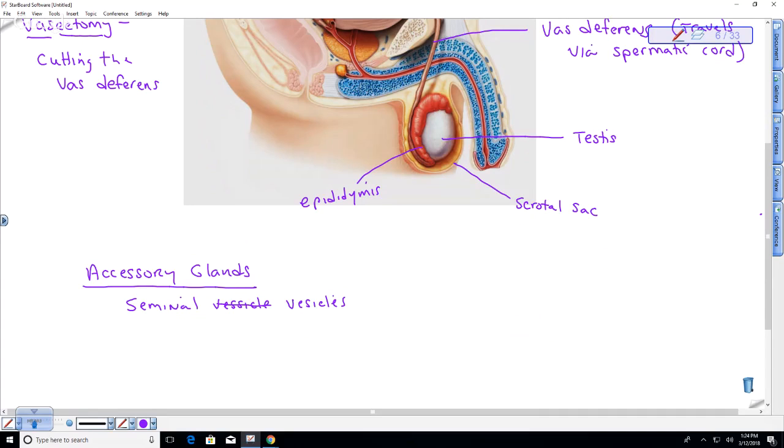And the seminal vesicles add fructose, which I think is a very strange thing. I don't know why they don't just add glucose. Fructose is a slightly different, it's an isomer of glucose. It's generally just found in fruit, hence its name, fructose. But this is another place where it's found, and this is what the sperm use for energy. So this is the energy source for the sperm. So the sperm need to have access to fructose so they can produce ATP and so they can swim.